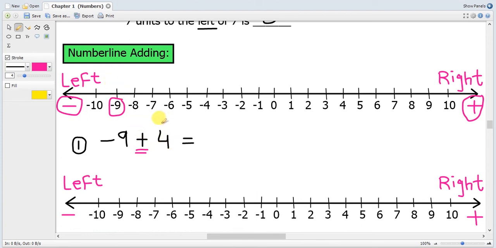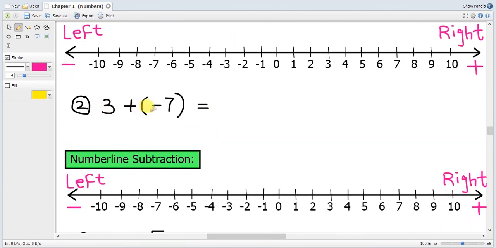So this direction is very important. We know that we have to move 4 units, but where? Left side or right side? Okay, so we have to move right side. So 1, 2, 3, 4. We successfully landed on the number -5. So this is your answer.